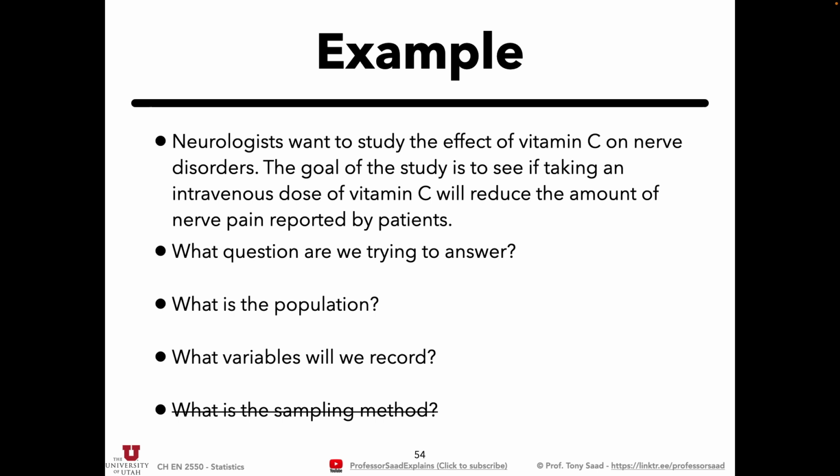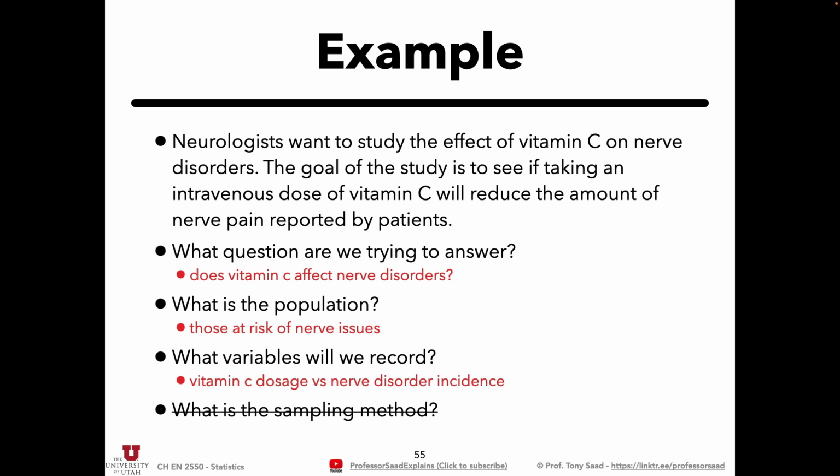So what question is this study trying to answer here? Mm-hmm. And yep, what is the population? Those just with nerve disorders? Yep, those with nerve disorders and who report nerve pain. So what variables are we recording? Exactly, yep. So we're recording the dose level of vitamin C, to see if there's a relation or causative effect there, and how much pain, or the nerve disorder incidence, or the nerve pain incidence.